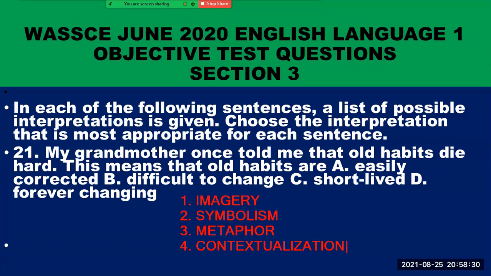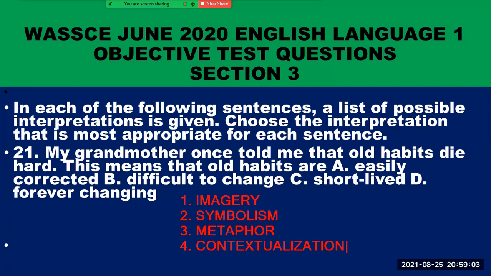These are literary devices that we can use to figure out the correct interpretation of a sentence. If you check the description section, you will find a video I uploaded on sentence interpretation. That will give you a detailed explanation of how we can use imagery, symbolism, metaphor, or contextualization in interpreting sentences. Now, how do we use imagery? When you look at the expression, you ask yourself, what picture does this create in my mind?